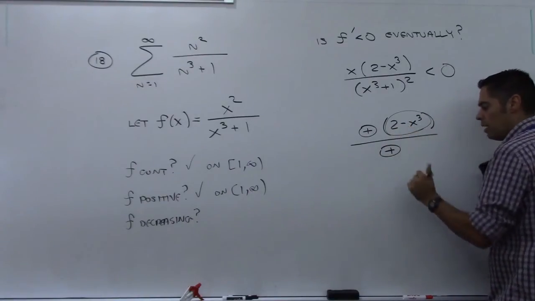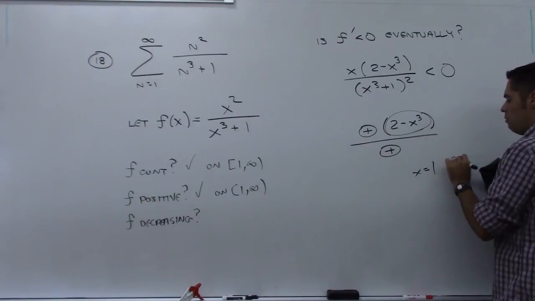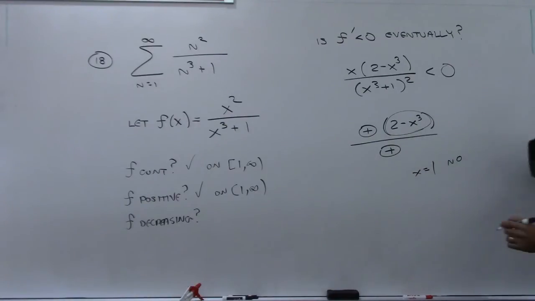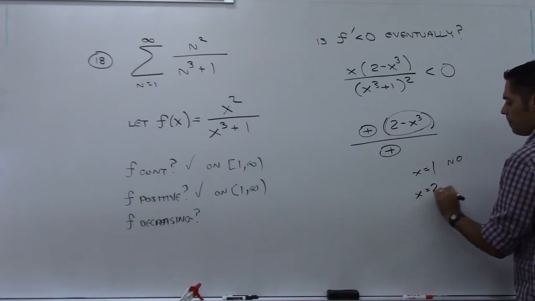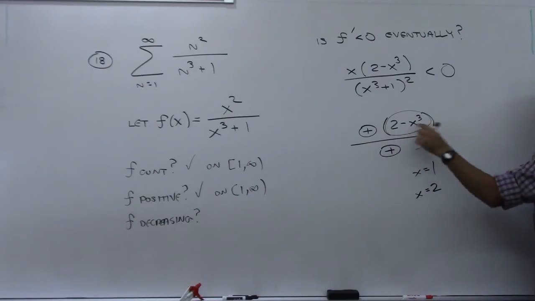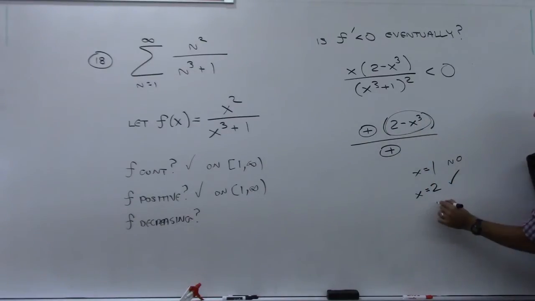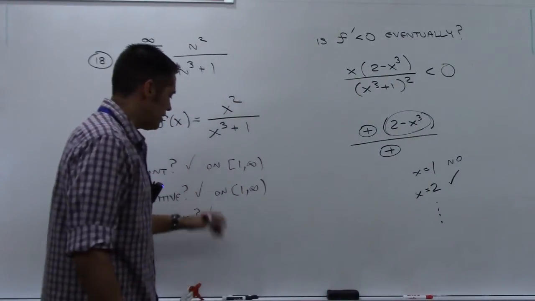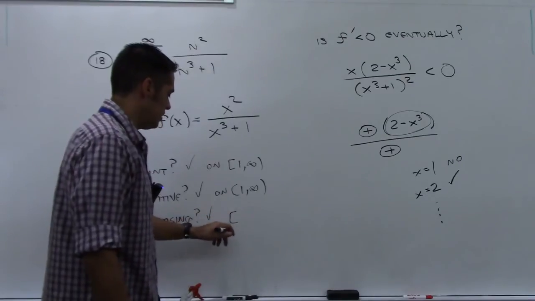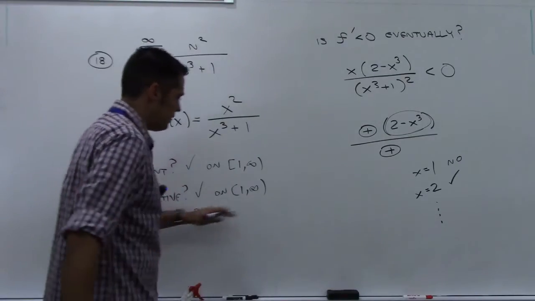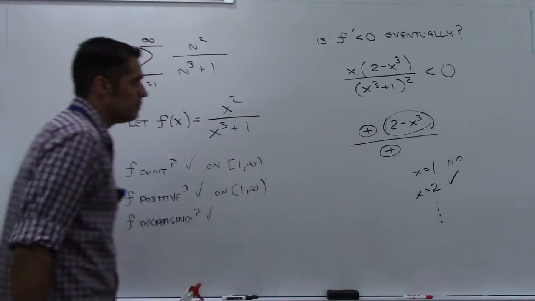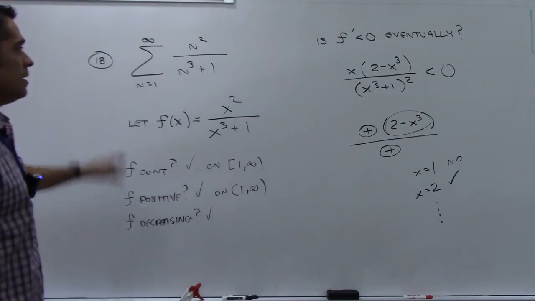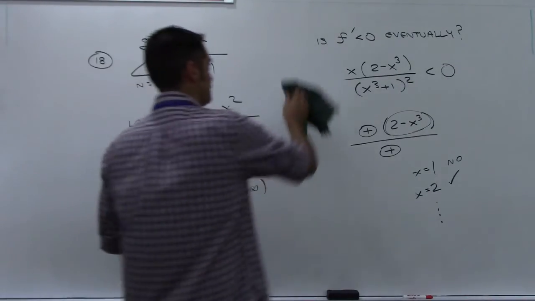Well, if x is 1, no, that's going to be just 1. If x is 2, though, I get 2 cubed, that's 8. 2 minus 8, that's negative. So from 2 on, it's going to work. So is f decreasing? Yes, eventually it is. It's eventually decreasing. I won't say where, but it just eventually is. It's after 1 somewhere. So I have everything I need to use the integral test.